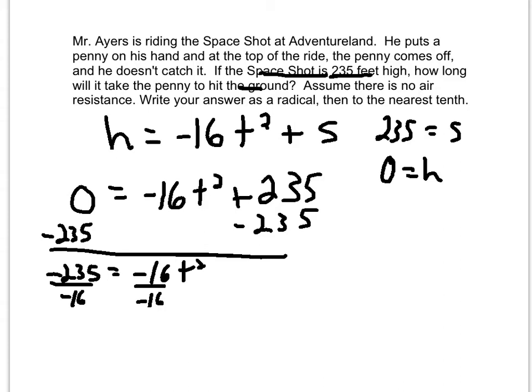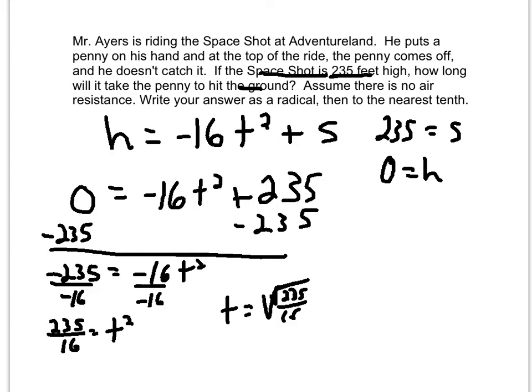Okay, so that's going to be positive 235 over 16. That can't reduce. It equals t squared. Now I want to solve for t, so I'm going to take the square root of that. So t is going to equal the square root of 235 over 16. Sorry, that should be a big square root.